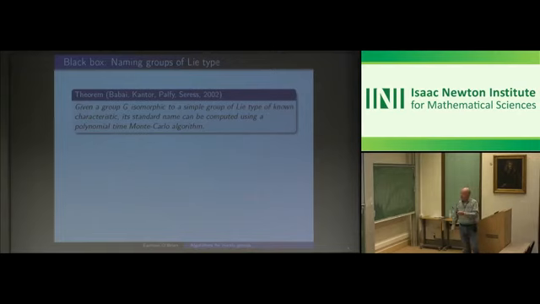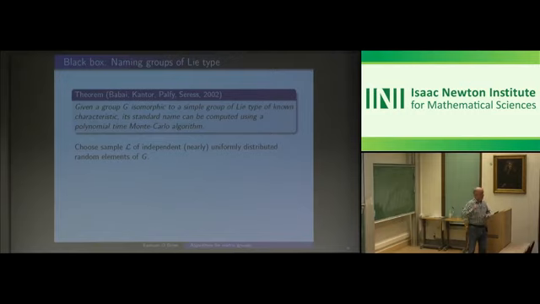which gives you an essential answer to this question. So given a group G isomorphic to a simple group of Lie type of known characteristic, its standard name can be computed using a polynomial time Monte Carlo algorithm. The actual technique is essentially a generalization of ideas from Praeger and Neumann.